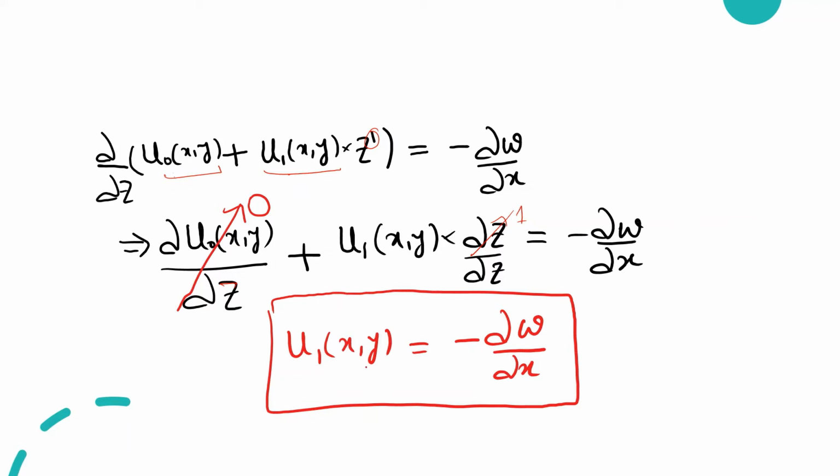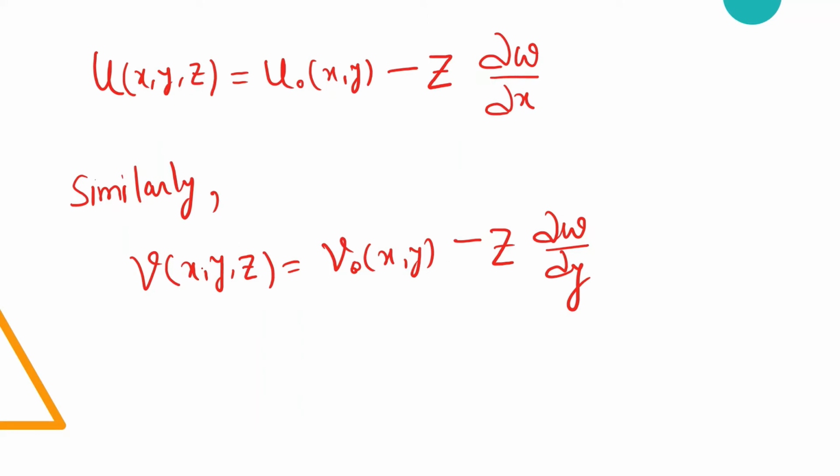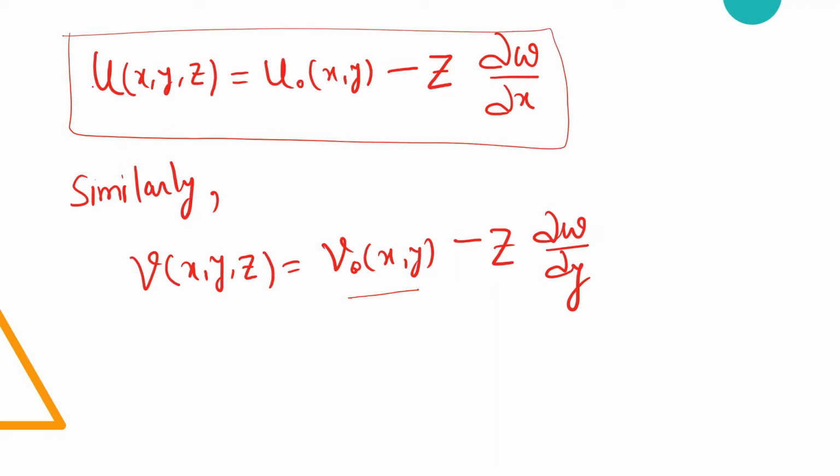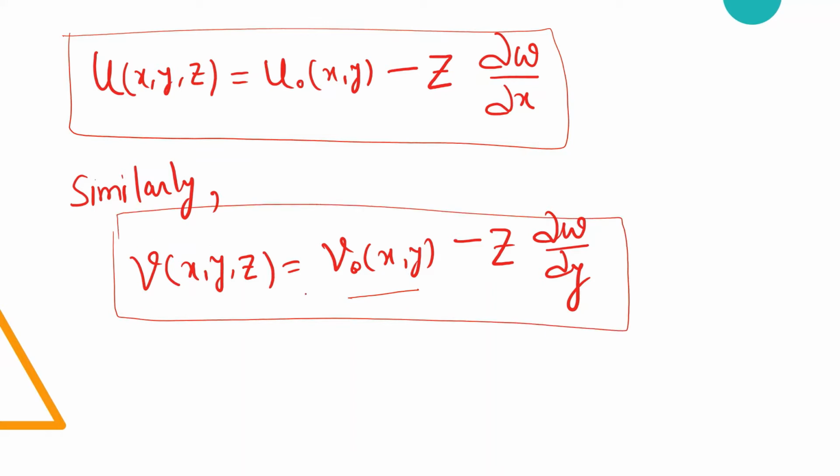So u1 of x, y is nothing but equal to del w by del x. Similarly, we will see v of x, y, z would be v naught of x, y minus z times del w by del y. So our functions would be u of x, y, z equals u naught of x, y minus z del w by del x, and v of x, y, z equals v naught of x, y minus z del w by del y for classical laminated plate theory. We got the displacement field from here, and also we got w of x, y, z as w naught of x, y.